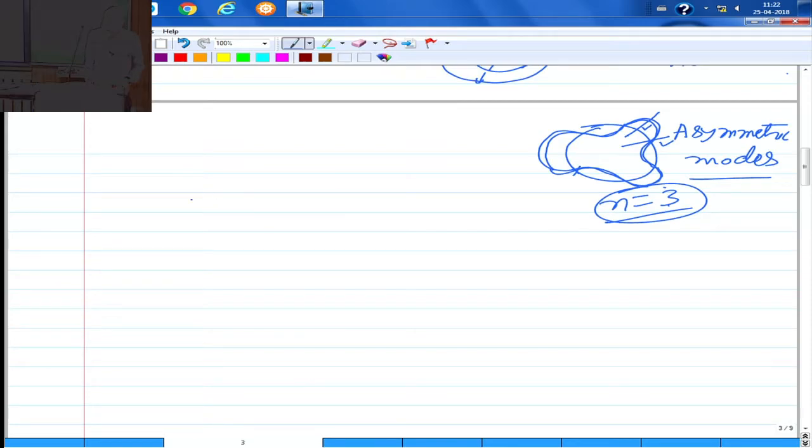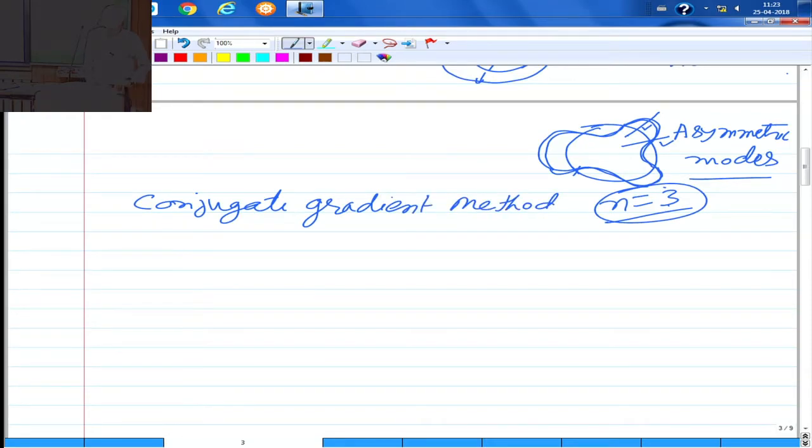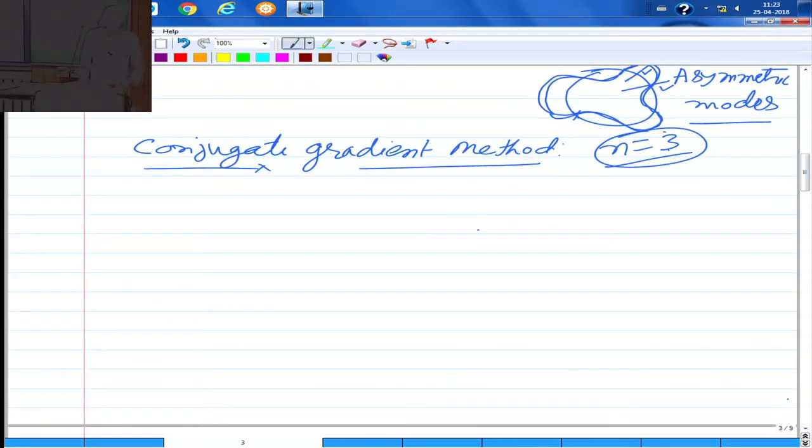Then another question was about this conjugate gradient method. So the question was in terms of graphically, when we look at it, what we had said is that we start with, of course, the descent direction as the steepest descent direction.